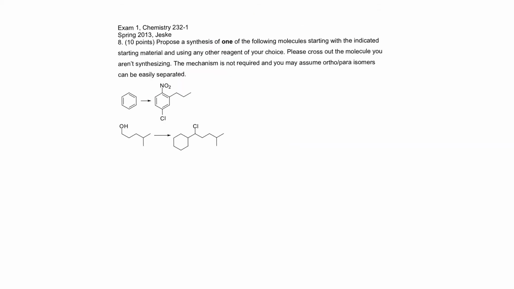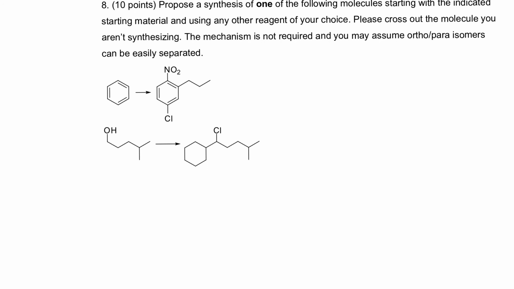Okay, question 8. Provide a synthesis of one of these molecules, starting with the starting material. So let's look at the one with benzene. We've got a meta-director, we've got an ortho-para director, and we've got an ortho-para director in the chlorine. So if I were to look at the nitro group, there is nothing meta to the nitro group. So we did not use the nitro group to install anything. And that sort of makes sense because the nitro group likely would be one of the later additions because it's going to deactivate the ring.